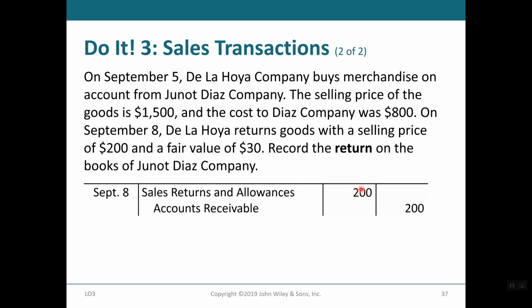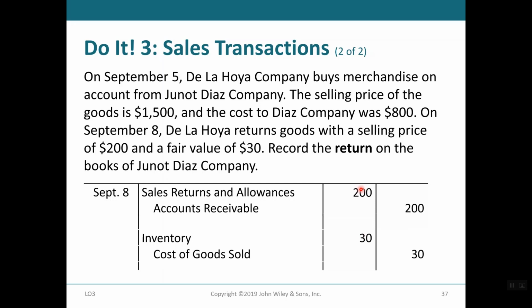Again, for emphasis sake, you do not debit the sales account. We debit the sales return and allowance account. And that's also a reduction in the accounts receivable of $200, because the goods or the items were returned.